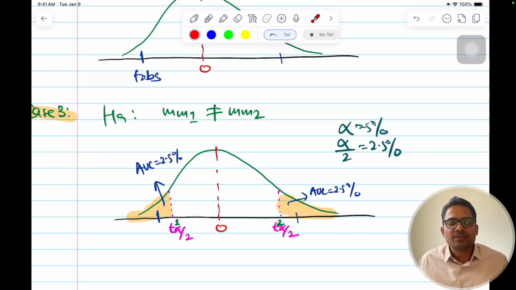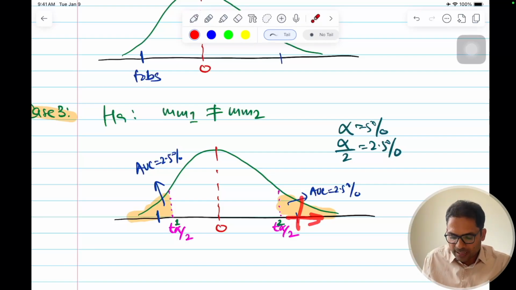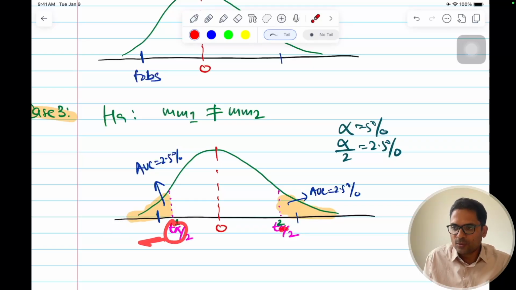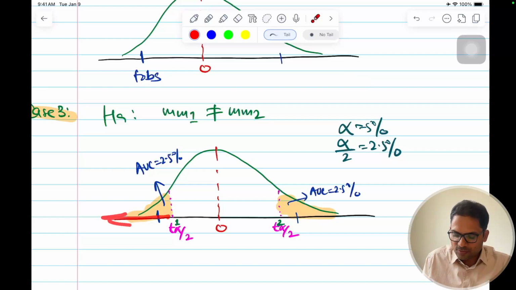Now t observed I'll get on both sides. Because it is not equal, I'll consider both cases and see where my t observed lies. If it is on the extreme right side, it will be beyond t alpha by 2, and if it is on the extreme left side, it will be beyond t alpha by 2 on the negative side, t1 and t2, and then I can accept or reject. If it is within these, I can accept it. If I'm getting only one value, I can check whichever side it is. If it is going to the extreme left or extreme right, on either side, then I can reject it.